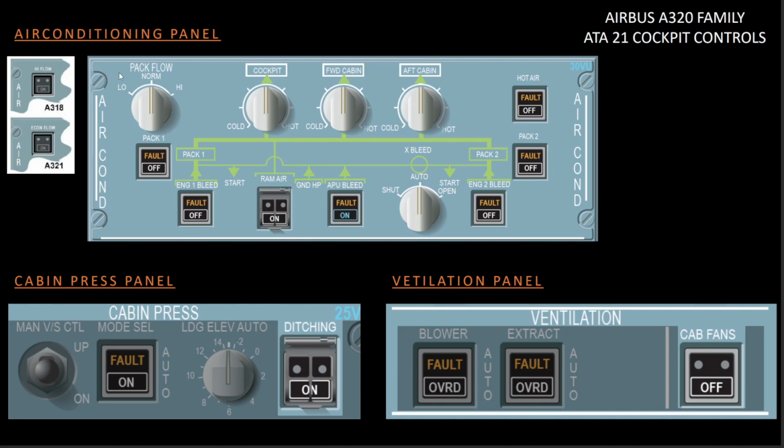In those two aircrafts, you will not have this flow control selector valve. And then you have three zones: cockpit, forward and aft cabin, and you can set the temperature of every zone independently using these three rotary switches. So cold means that when you place it here, you will get a temperature of 18 degrees. Here it's 30 degrees. Next we discuss the pack push button.